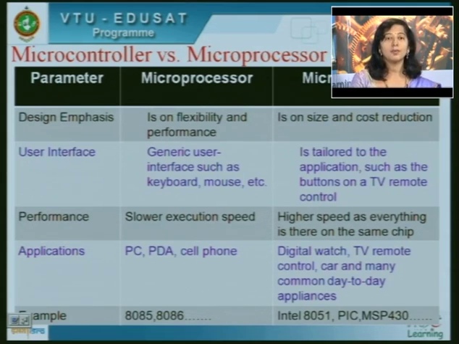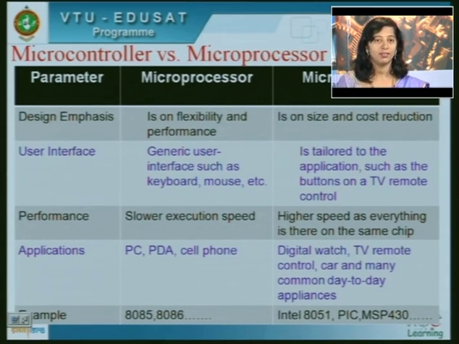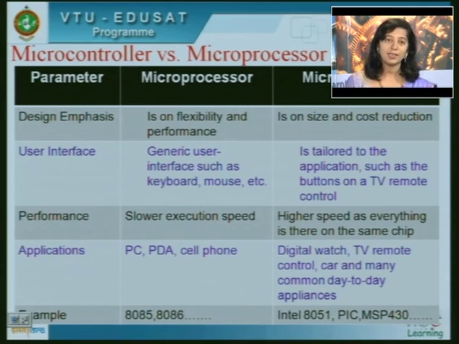While designing a microprocessor, the emphasis is on the flexibility and performance of the device. So, how flexible it is, what different types of programs I can do on it, what other application I can use it for. So, it should be quite a flexible device and it should allow me to do anything what I want because it is a general purpose board. Whereas, microcontrollers are designed for single specific applications. So, the design emphasis then will be on reduction in cost and reduction in size.